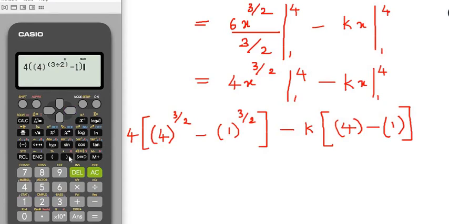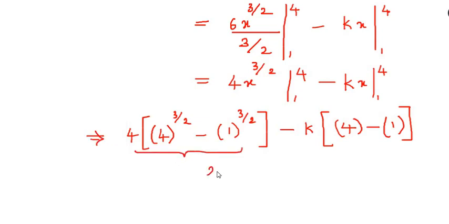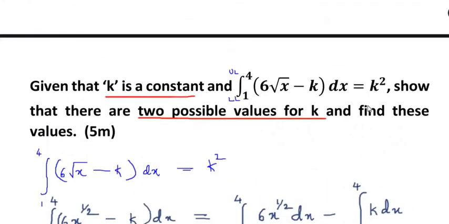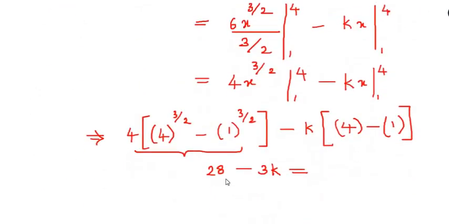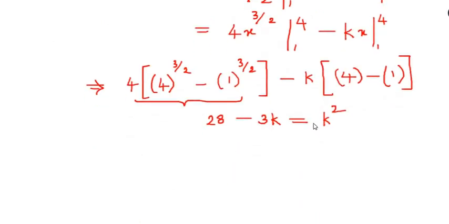Then we are closing the bracket, so we get it as 28. So the value of this function, we got it as 28 minus k, 4 minus 1 is 3, so minus 3k. This was given equal to, in the equation, k square. So we have reached this point, 28 minus 3k, and this has to be equated equal to k square. Now if we look at it clearly, this looks like a quadratic function.